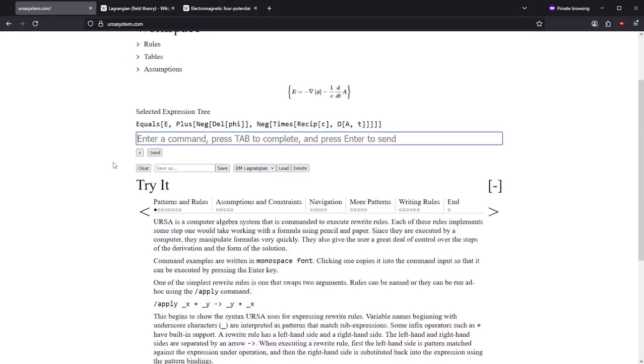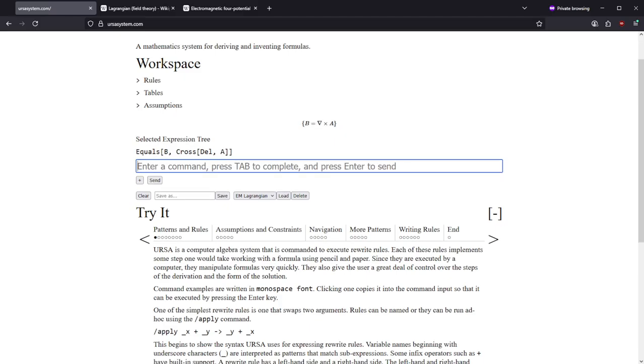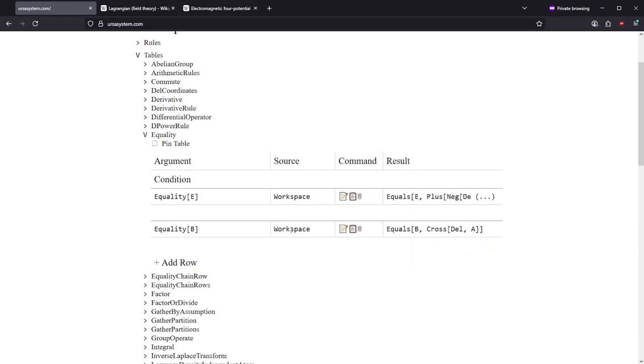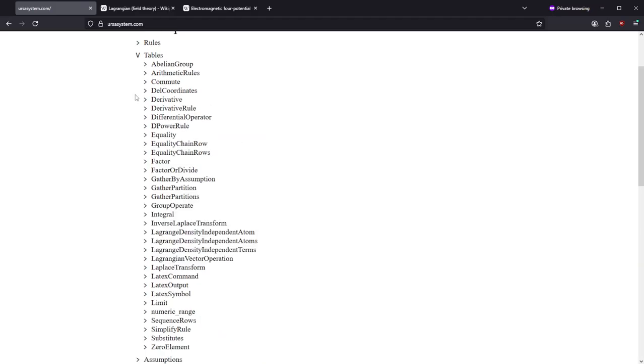And now I'm going to do the same thing for B. Set B equals cross del with A. So that's the curl of A. And then I'm going to say save equality B. So now that also shows up in this table. So we've got equality E and equality B, and these both come from the workspace, and their definitions are basically what I typed in. Equality B says that B equals cross del with A.